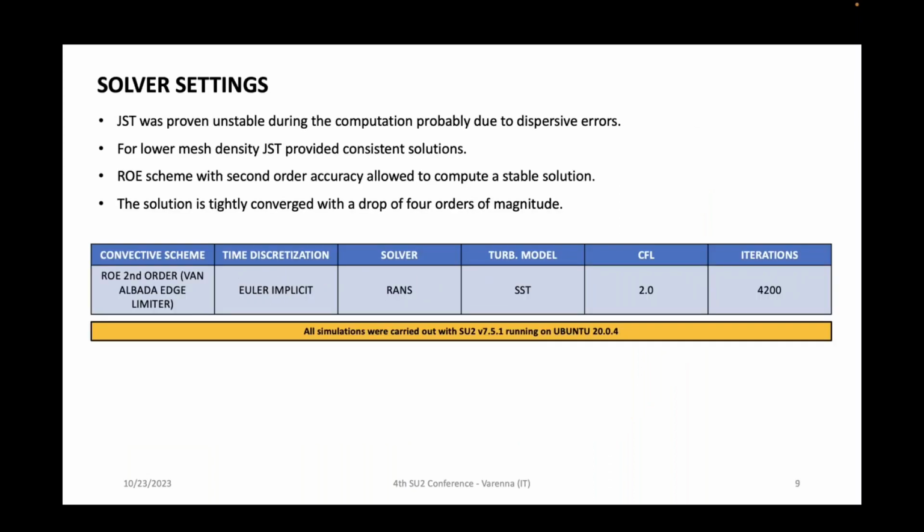For what regards the solver settings, we were, of course, trying a central scheme first. It's always preferred. But JST was proven a bit unstable during the computation. And also, I would say that we know that increasing the mesh density allowed JST to work much better. So this is a topic of discussion. Hence, we selected an upwind scheme, ROE second order scheme, with the turbulence model SST. We needed 4,200 iterations in total. And just so you know, I used SU2 version 7.5.1.